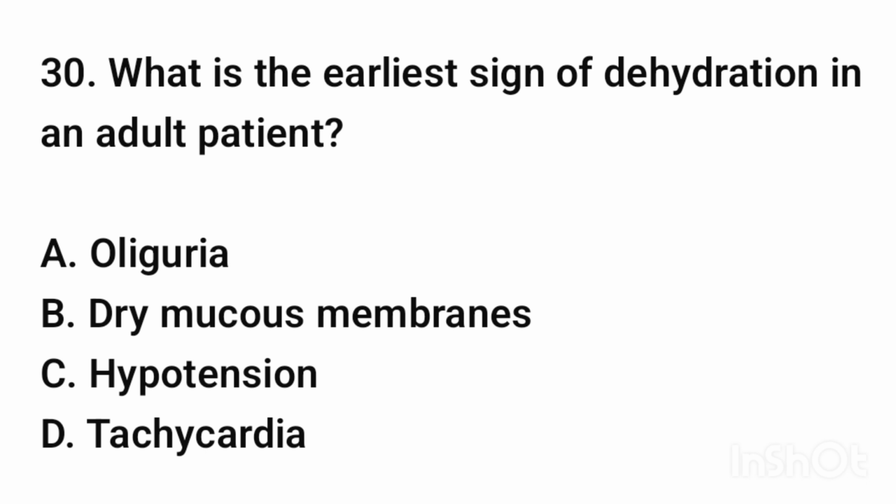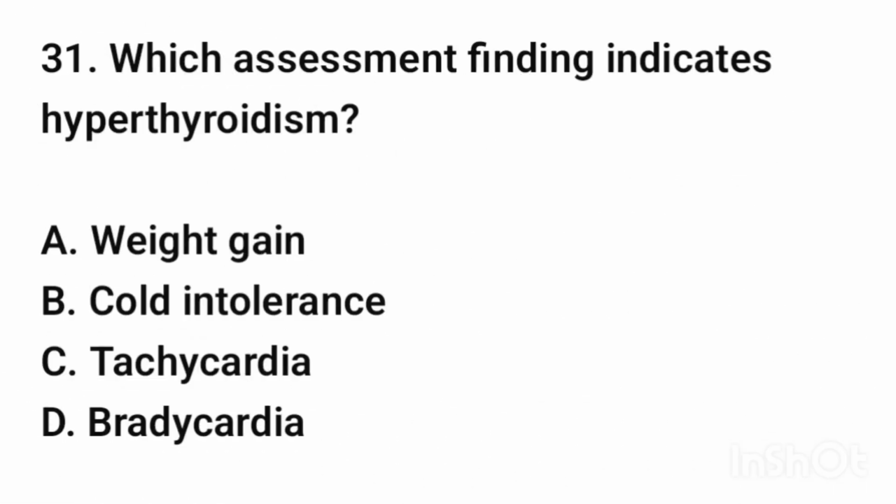Question number 30. What is the earliest sign of dehydration in an adult patient? The correct answer is option B. Dry mucous membrane. Question number 31. Which assessment finding indicates hyperthyroidism? The correct answer is option C. Tachycardia.